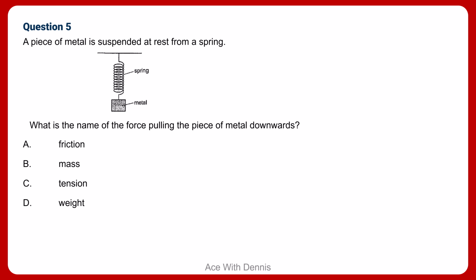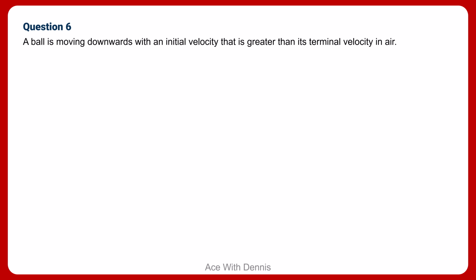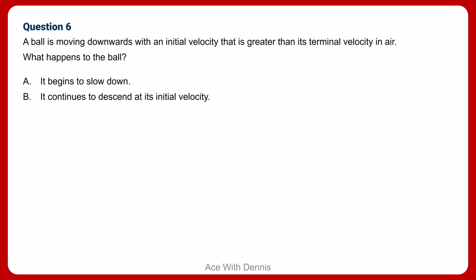Question 6. A ball is moving downwards with an initial velocity that is greater than its terminal velocity in air. What happens to the ball? A. It begins to slow down. B. It continues to descend at its initial velocity. C. The terminal velocity of the ball increases. D. It has an acceleration that is equal to the acceleration of free fall.